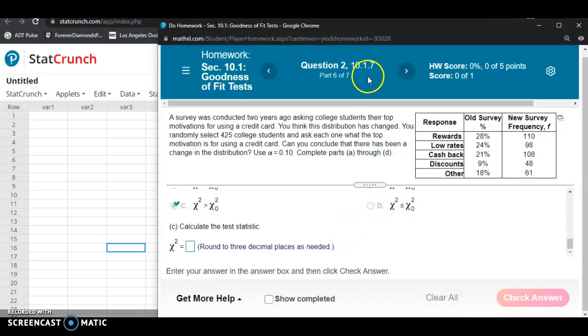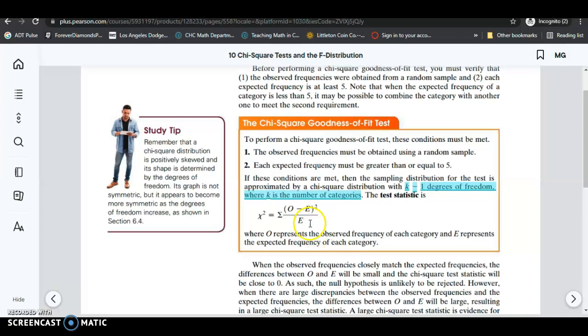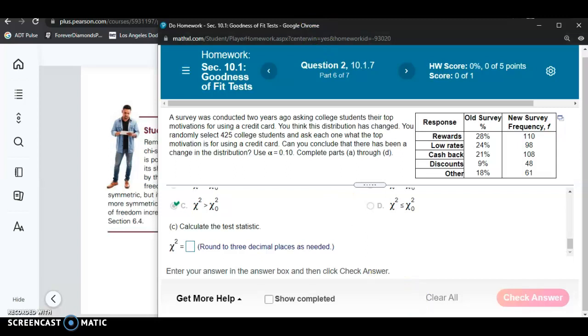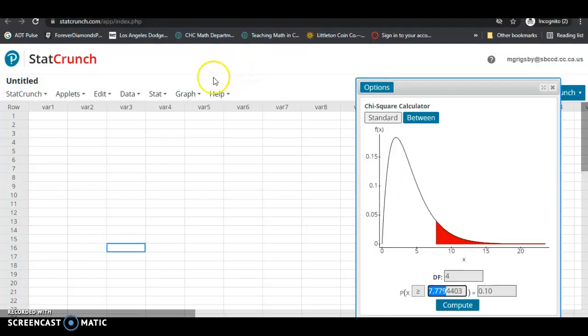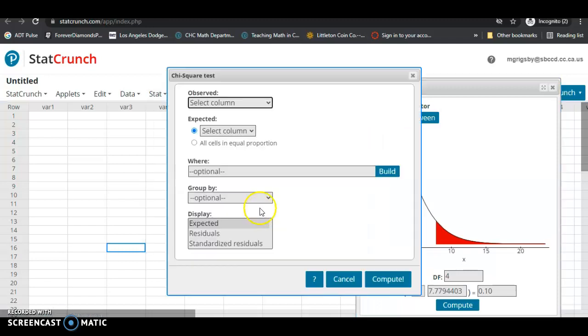All right. So then we need the test statistic. Once again, we're not going to make reference to any of the formulas for calculating the test statistic. This is the formula you use to calculate it, but we're going to avoid using the formula and use StatCrunch instead. So let's go back to the stat menu, select goodness of fit, and we're doing a chi-square test, not a normality test. So select chi-squared.